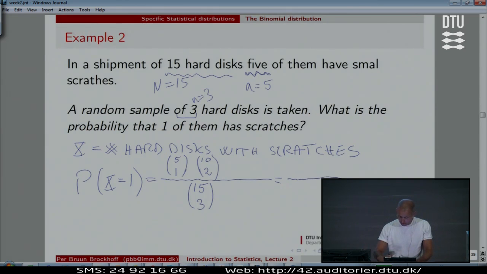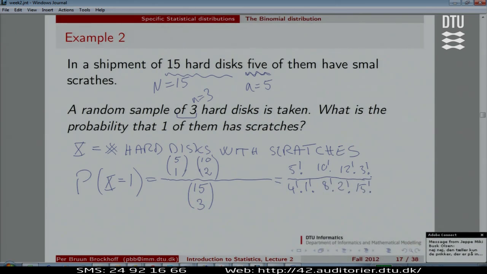We could do just one step here. This would be 5 factorial divided by 4 factorial divided by 1 factorial. The other one is 10 factorial divided by 8 factorial divided by 2 factorial. That was the 2 upper binomial coefficients. Now I take the one in the denominator. Then it's 15 factorial here, and then 12 factorial and 3 factorial. And then we can start playing around with fractions if you want. That's pretty nice. It's like playing some computer game. That's pretty interesting. I don't want to do that now.